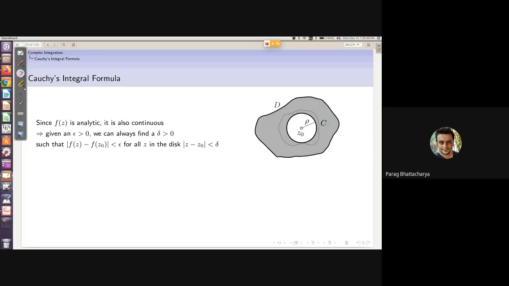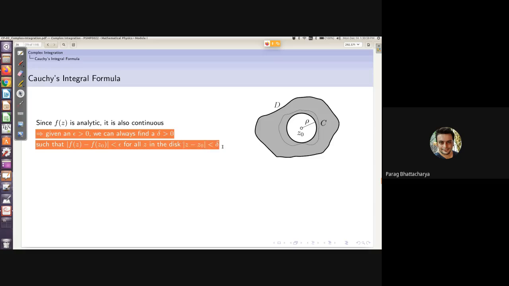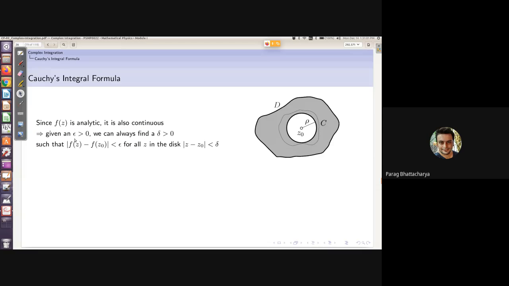Now we again go back to the definition of analyticity. Since f is analytic, it is also continuous. This is how we define continuity: if you give me an epsilon, I can always give you a delta, such that in the disk where |z minus z naught| is less than delta, the difference in the function will be less than the epsilon that you give me.